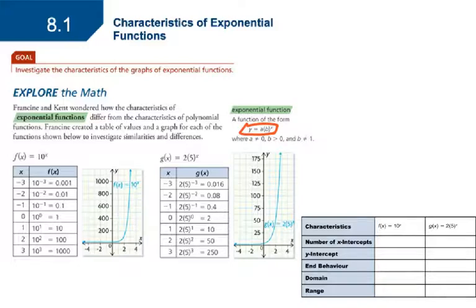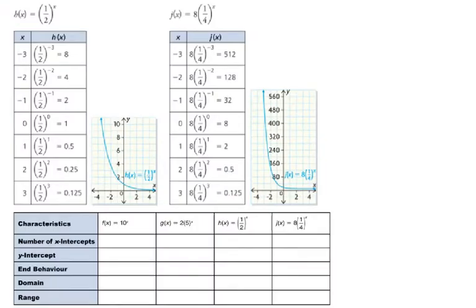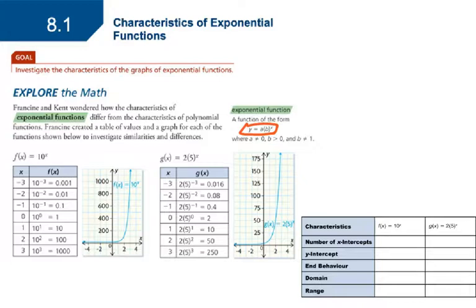But we have four exponential functions on this page. I've just split it so that they're easier to see. You can see the bottom half here. And we're going to be looking at the graph to determine the characteristics of these functions. So with this first one, f of x equals 10 to the power of x, the number of x-intercepts, the number of times that this graph crosses the x-axis, is actually 0. It does not actually cross the x-axis. The x-axis actually acts as an asymptote to that graph.